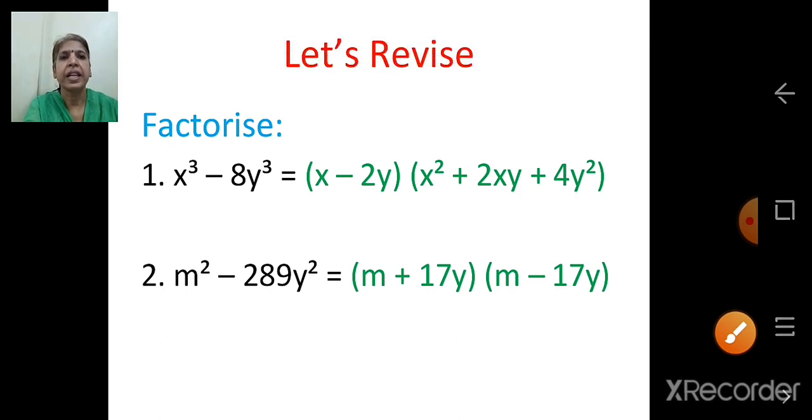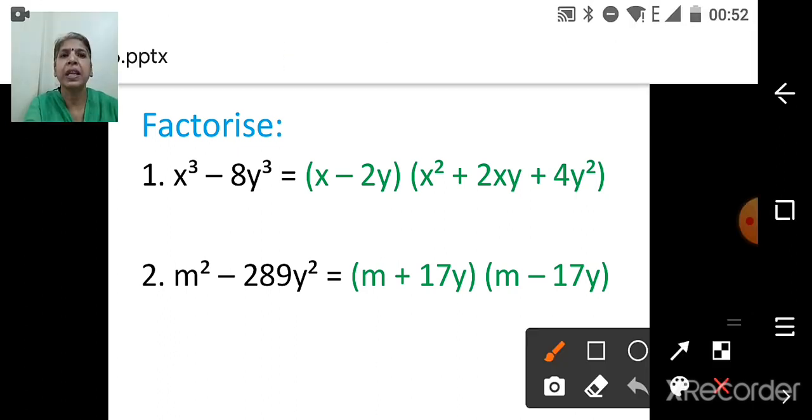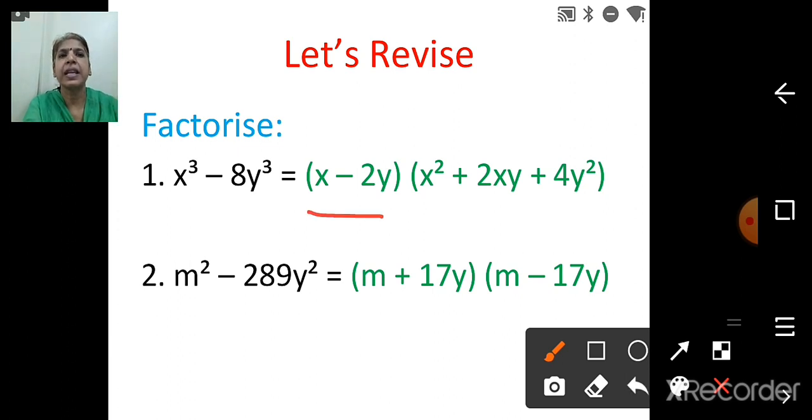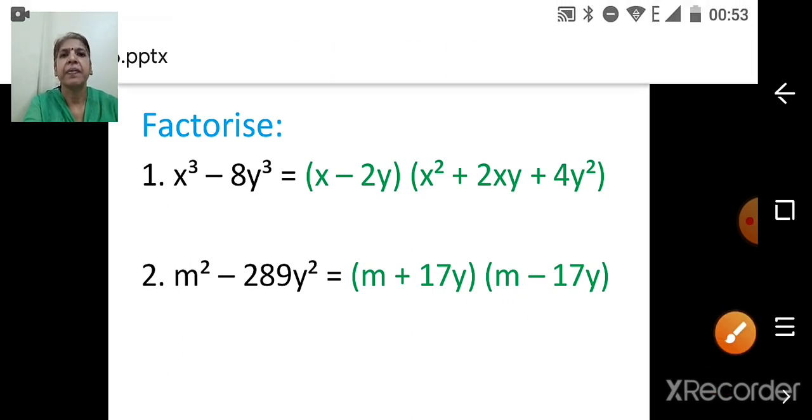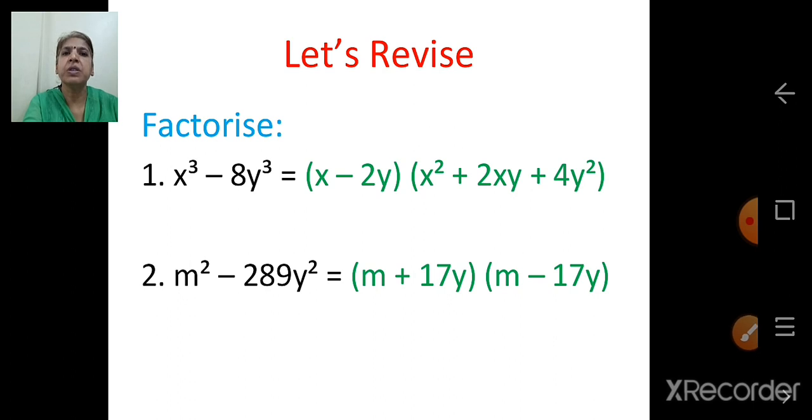First one, x cube minus 8y cube: first bracket, x minus 2y, the whole bracket multiply with x square plus 2xy plus 4y square. Next one is m square minus 289y square. So it is m plus 17y, the whole bracket multiply with m minus 17y. So seeing the question, you should be able to find out which formula is used, because the head of the question will be factorize.